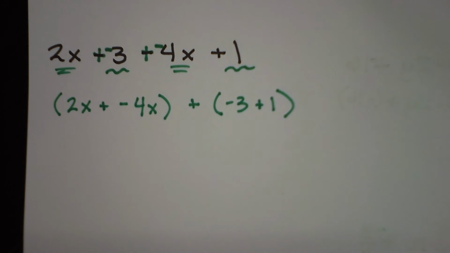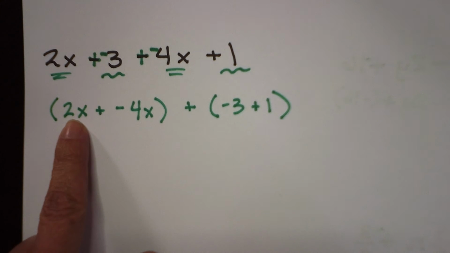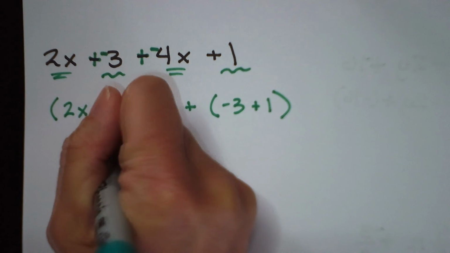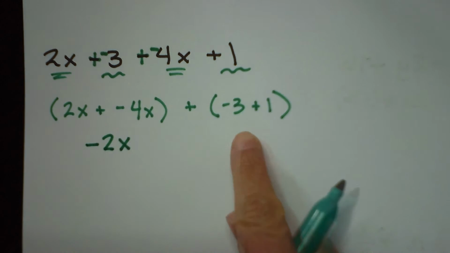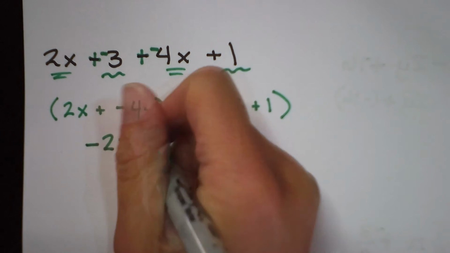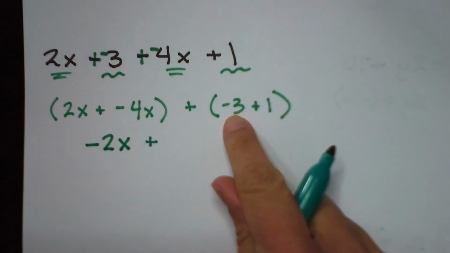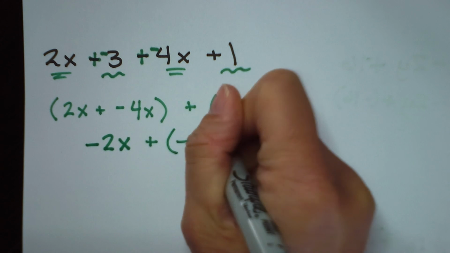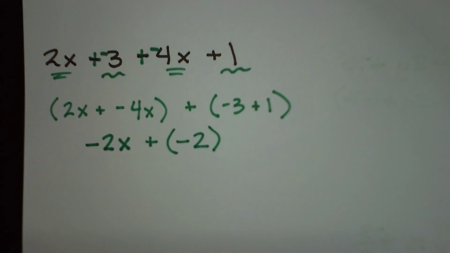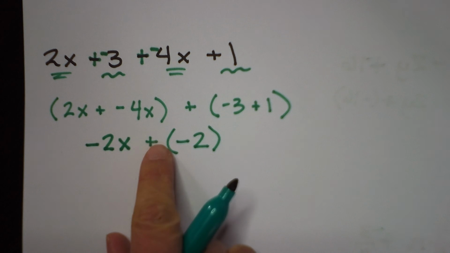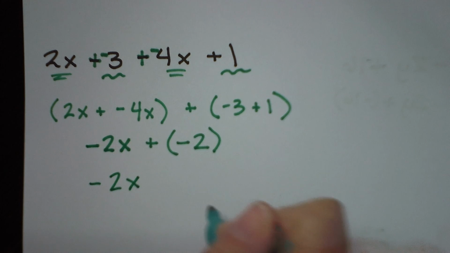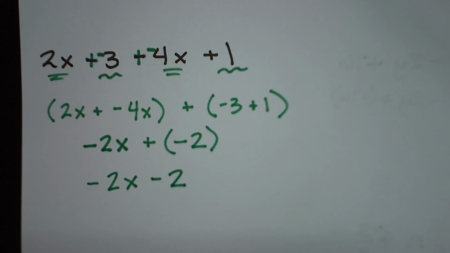So now I have to remember the rules for adding positives and negatives. I've got 2 positive x's plus 4 negative x's, and when I combine those, I get negative 2 x's. And then here I've got a negative 3 plus 1. 3 negatives and 1 positive together would give me negative 2. And I can actually put that in parentheses if I want to make it nice and clean. So what this says is negative 2x plus negative 2. I could also write this as negative 2x minus 2. I could certainly do that as well.